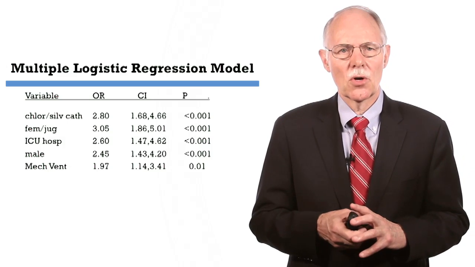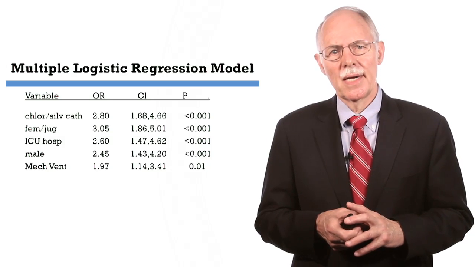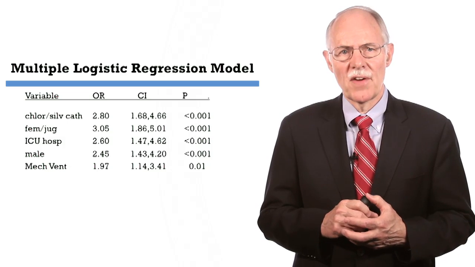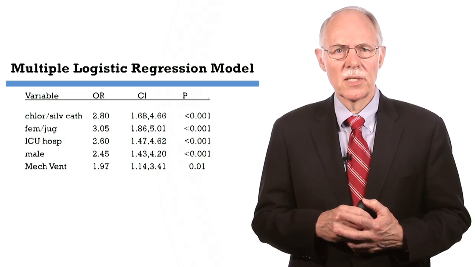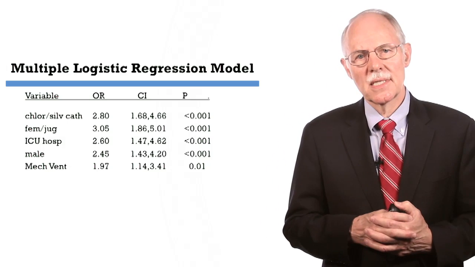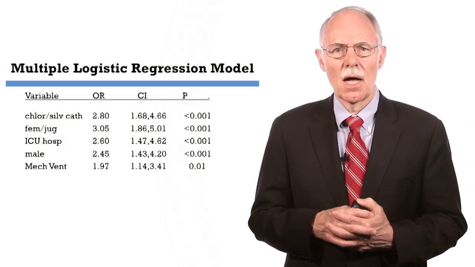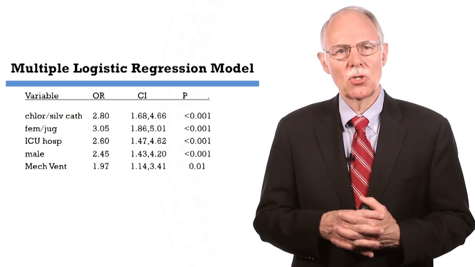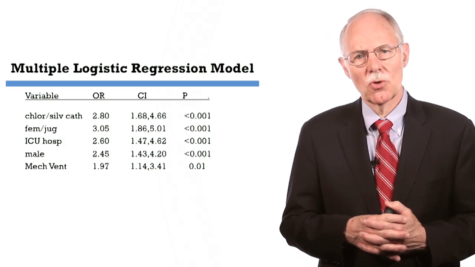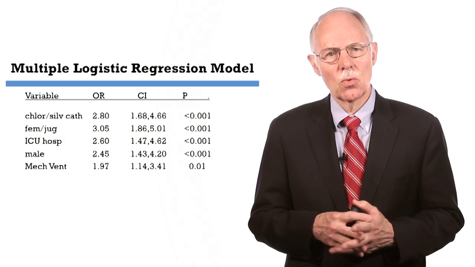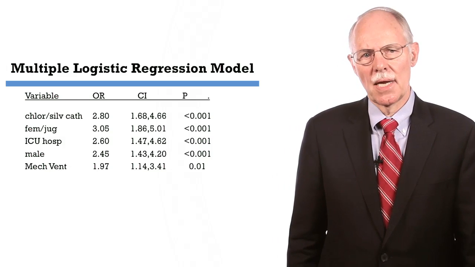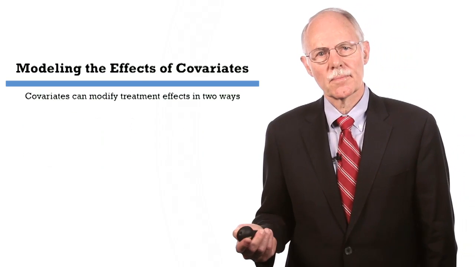Notice that there are 4 other covariates in this model that enter in a statistically significant fashion. If the patient's catheter was in the femoral vein, there's about a 3-fold risk of colonization. If the patient was in an ICU setting, it's a 2.6 times odds of colonization. Men were about 2.5 times as likely, or their odds were 2.5 times as great, to be colonized, and patients who were mechanically ventilated had twice the odds of infection as those who did not.